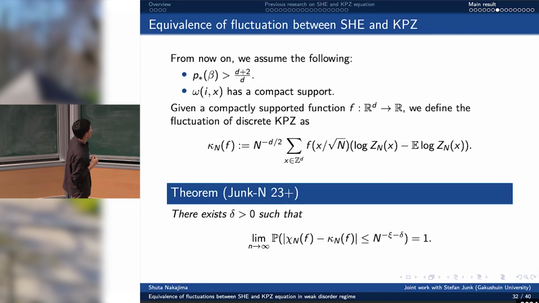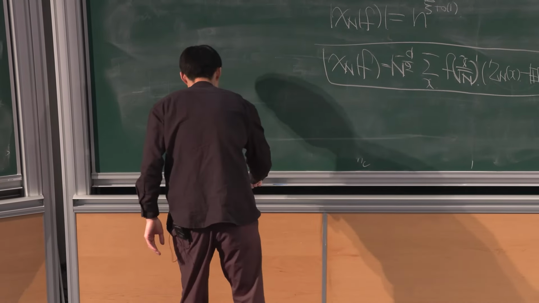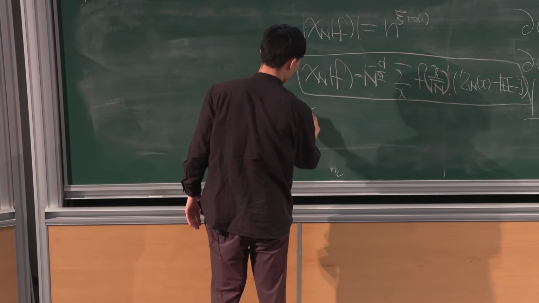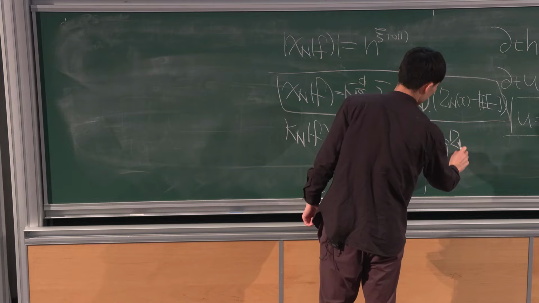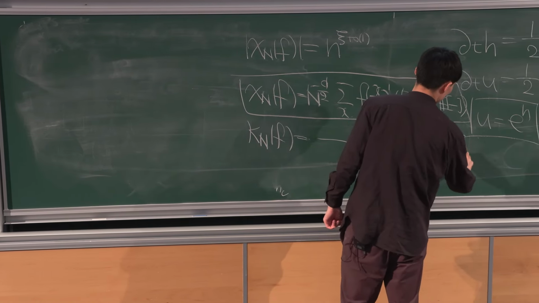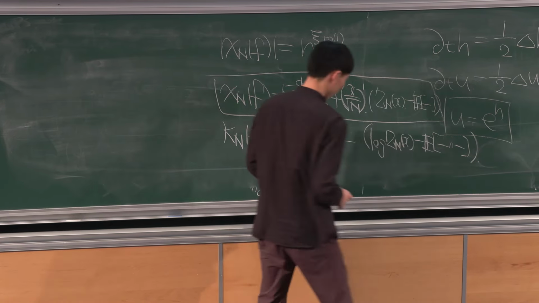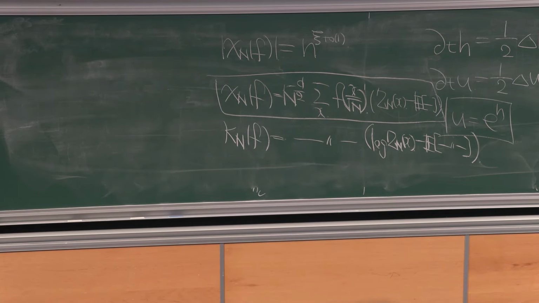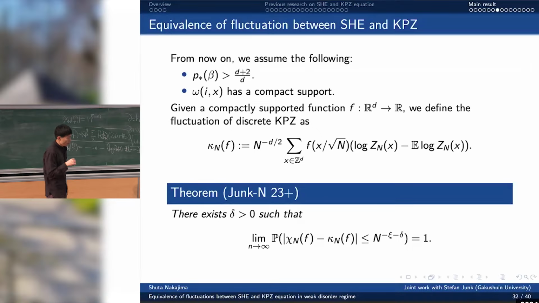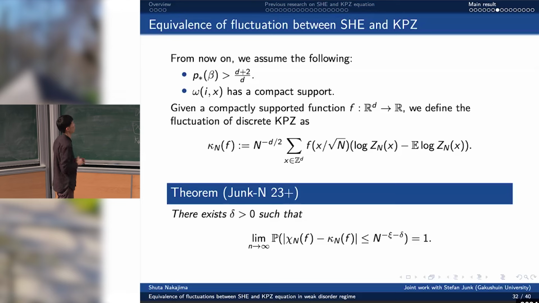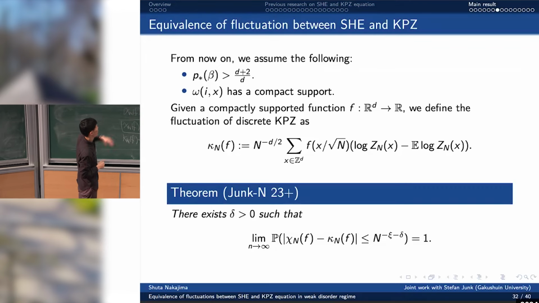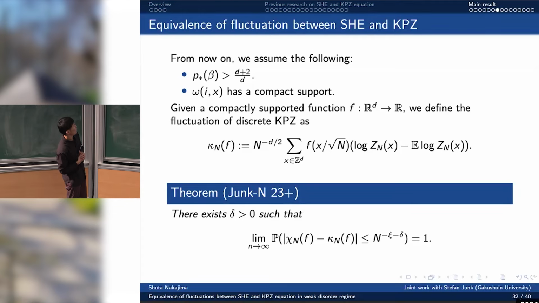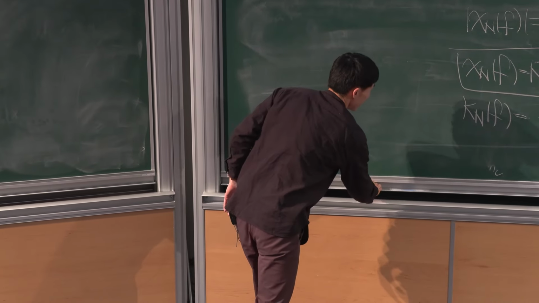Then we define the fluctuation of KPZ by this. So it's quite similar to SHE, but here it is log Z_n(x) minus expectation. Then our result is the following. So chi_n minus kappa_n, so the difference between the SHE fluctuation and the KPZ fluctuation, is at most n to the minus c minus delta. So there is an extra term.